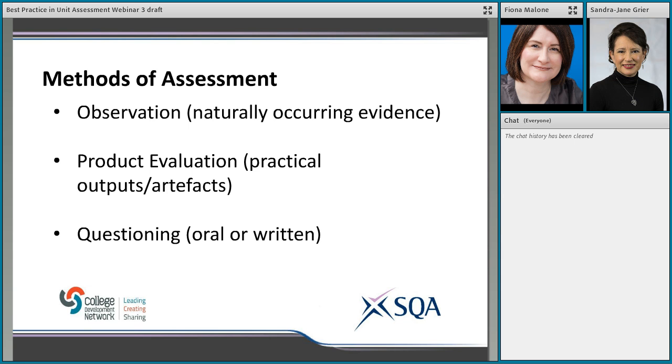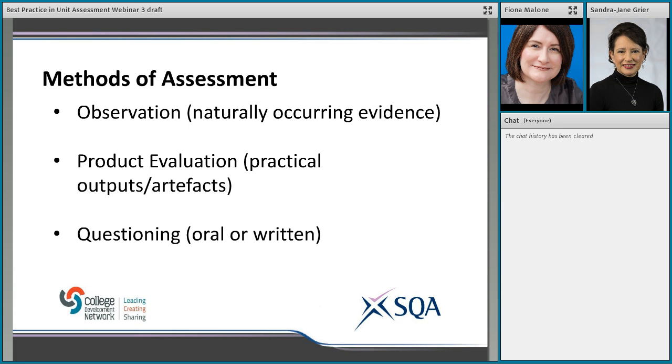SQA categorises methods of assessment into 3 broad areas: that of observation, product evaluation and questioning. So any SQA unit outcome is written to describe an activity which can be observed, a product which can be evaluated, and knowledge, understanding and analytical skills.